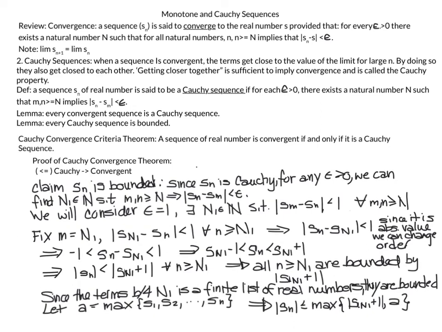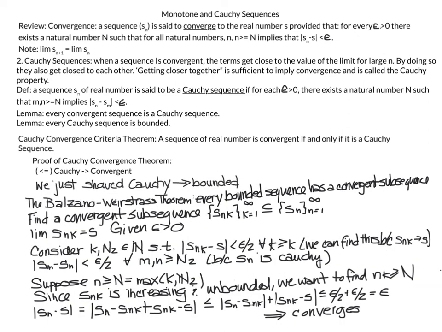I am not going to do the proof in the other direction, which is to assume it's Cauchy and show it's convergent, but I do have the proof here for your reference. We start by showing that Sn is bounded. And then once it is bounded, we're going to use the Bolzano-Weierstrass theorem to complete the proof to show that it converges.